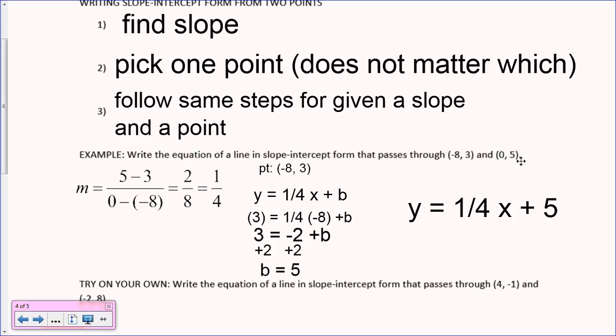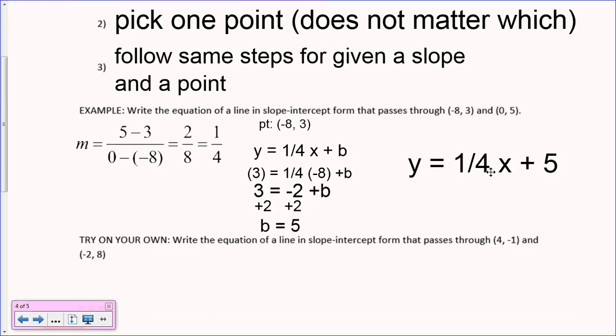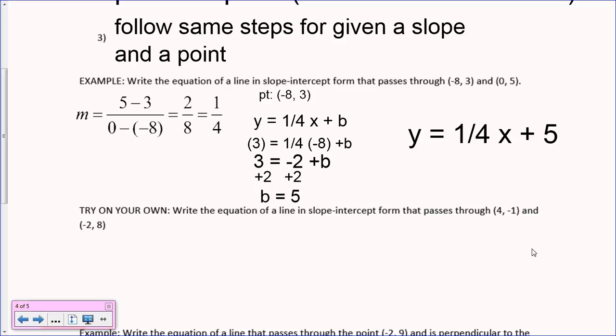Now if you pick the other point, it is actually the y-intercept. That would have been a lot easier to do, but I chose to show you the more direct way, because on the one you try on your own, you don't have a y-intercept. So go ahead and try on your own. When you come back, I'll have your answer. Alright, so for this one, you should have gotten y equals 3/2 x minus 7.